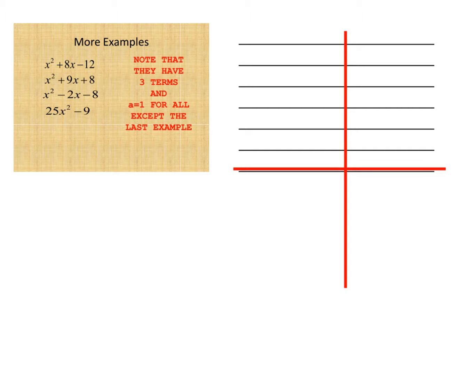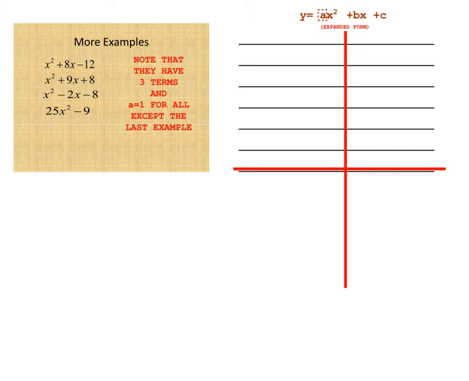Alright, so let's try some more examples for factoring. Note that in this case we have three expressions that have three terms, and also let's note that the a value for all except for the last example has a 1, or in other words is just x squared. So since they all have a 1, that means basic factoring will work for us in this case. We don't have to go through any extraneous forms of factoring.